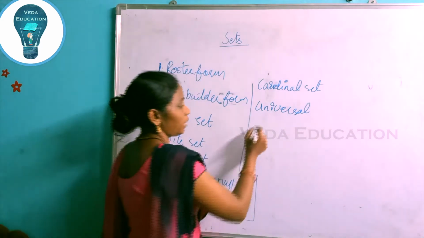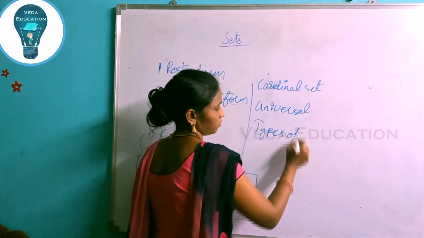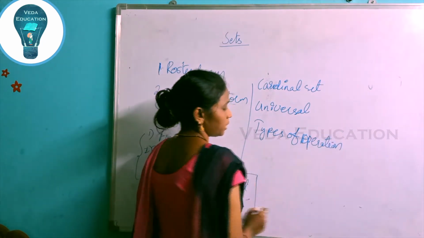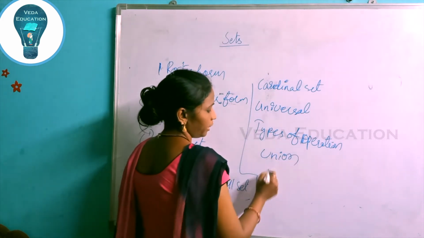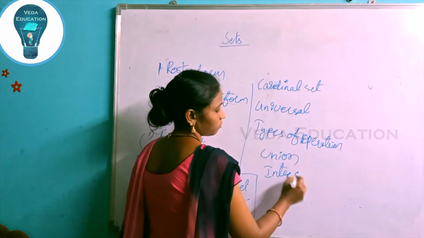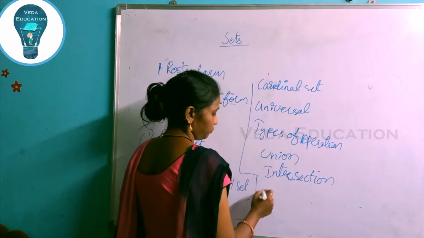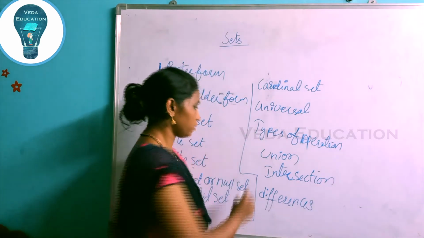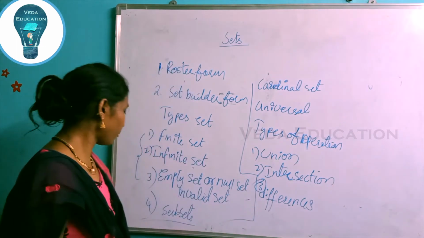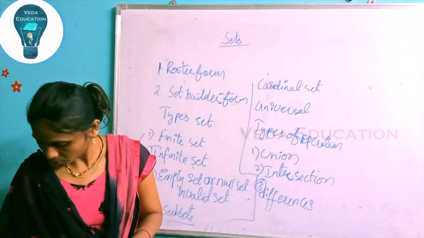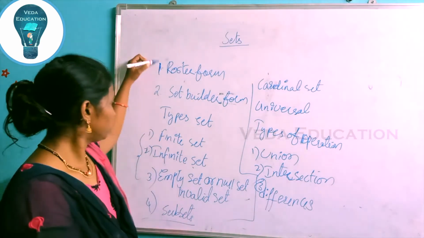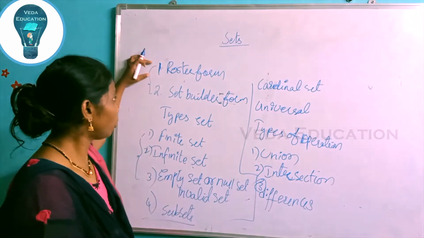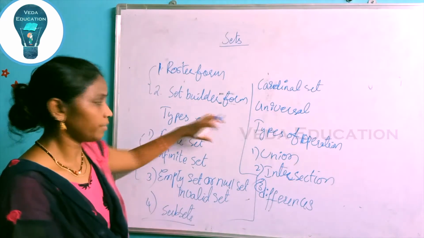Okay. Next, types of operations. See here, types of operations are union, intersection, next difference. These three are types of operations. Now we are going to discuss roster form. Overall in this chapter, based on these two, we will have all operations and types of sets. First, we should know how to write in roster form and how to write in set builder form. Based on that, we will solve the problems.